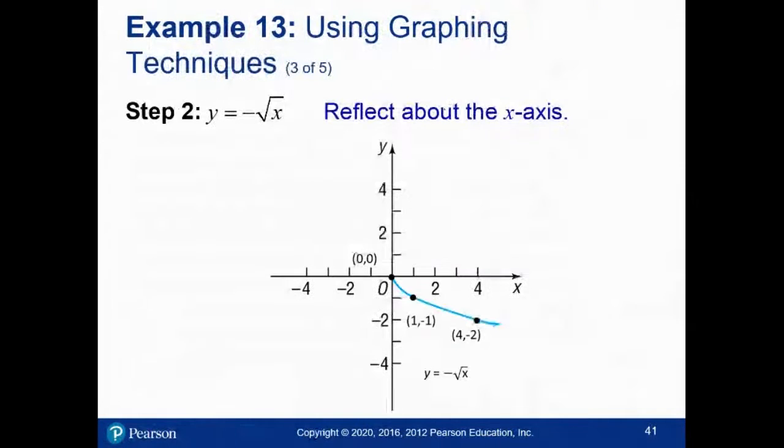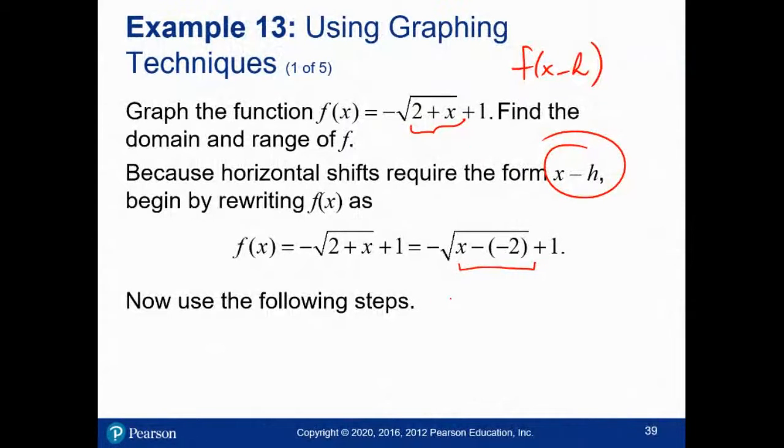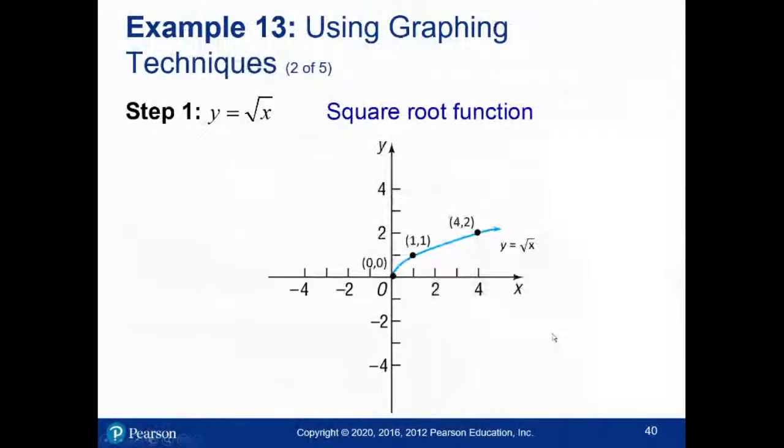This now tells me this is going to be a shift, this x minus negative 2. Is it right or is it left by 2 units? It's going to be left. So at a certain point, we're going to have a left shift of 2 units.